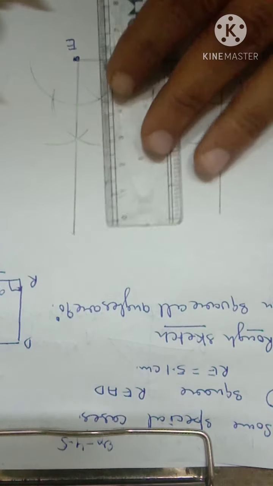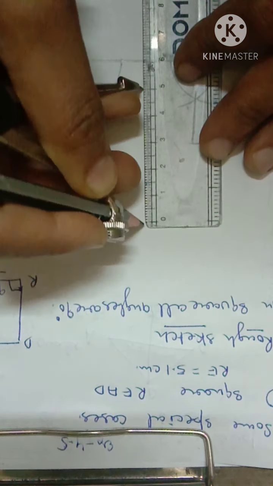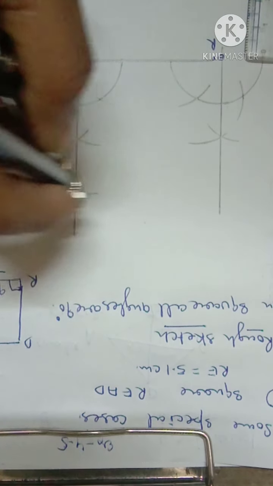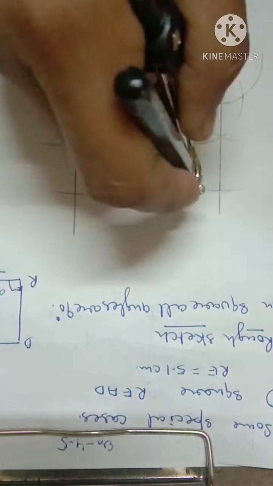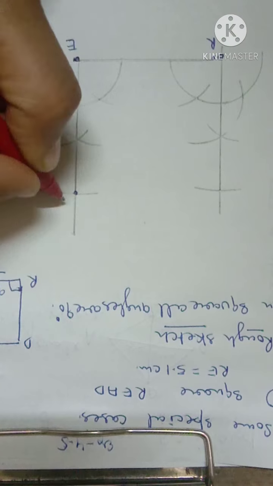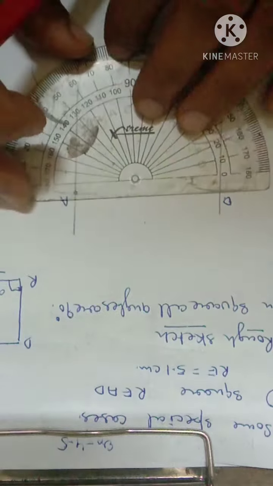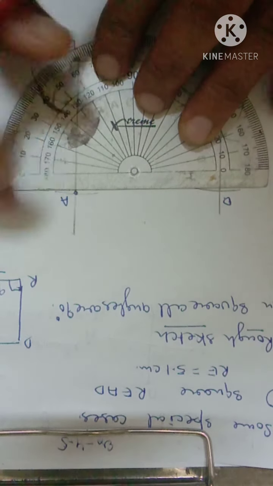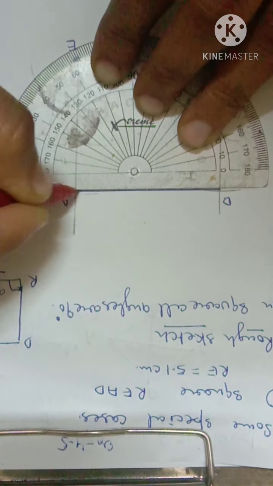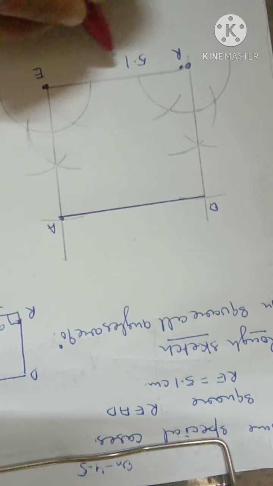we know that all the sides are equal. So we will open the compass to 5.1 centimeter, keep it at point E and cut an arc of 5.1 centimeter. Here also, where both the arcs intersect, give the names A and D. After that, join them. You will get a complete quadrilateral READ. If you have any doubt, then please let me know.